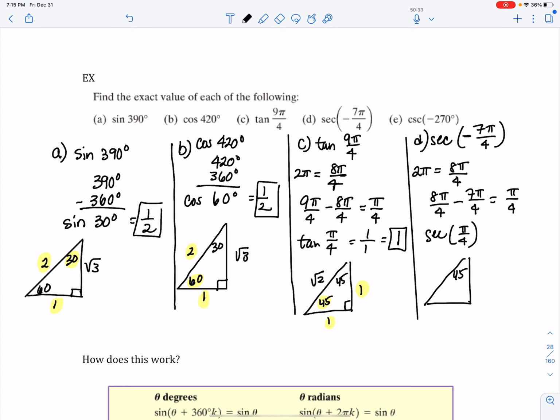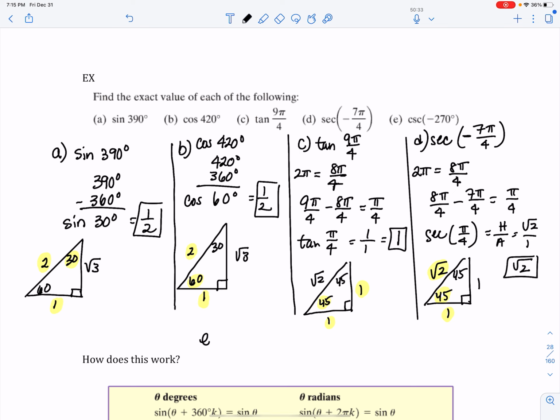So once again, the 45 degree triangle. And remember, secant is the reciprocal of cosine, so I'm looking for hypotenuse over adjacent. So hypotenuse over adjacent is going to be radical 2. That's hypotenuse over the adjacent side, which is 1. So the answer to this is going to be radical 2.